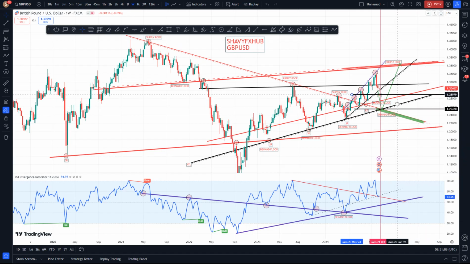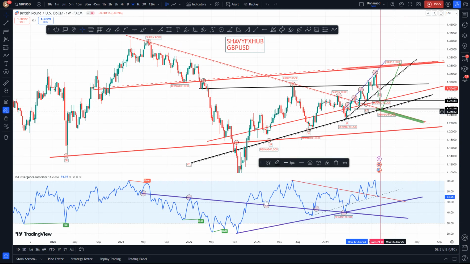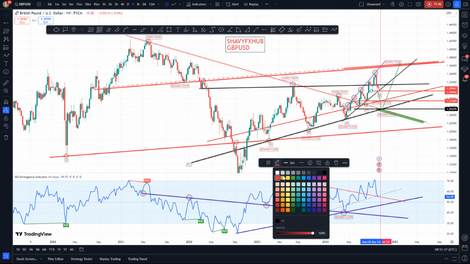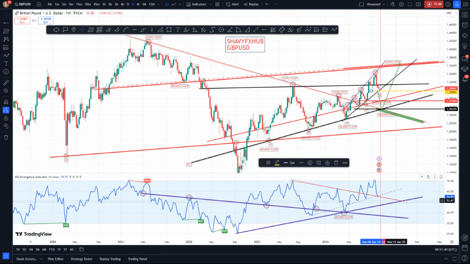You might see a reaction here. You might see a reaction at this level. It's possible. It's very much possible. I will change the color to red. And it's also possible we will get another reaction at this level because the market is on demand floor based on the pattern. It's on demand floor. So you can't get a reaction from these areas.